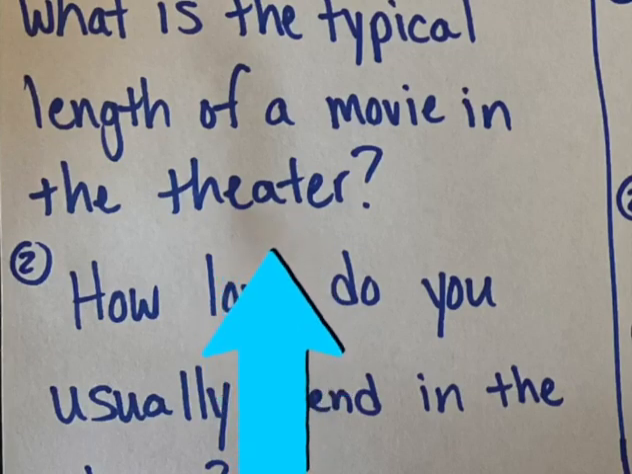Last but not least, let's take a look at a statistical question just to see one more good example of a statistical question. What is the typical length of a movie in the theater? Okay, we talked about this question earlier, but let's figure it out. If I were to say typical length of a movie, I think I said an hour and a half earlier in this video. I would still say it's typically about an hour and a half.